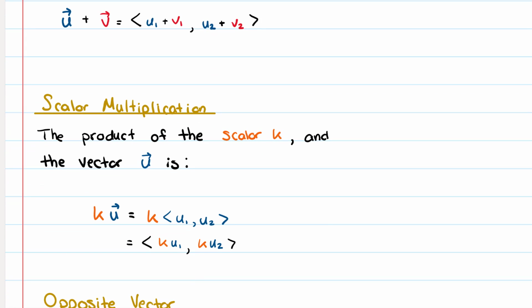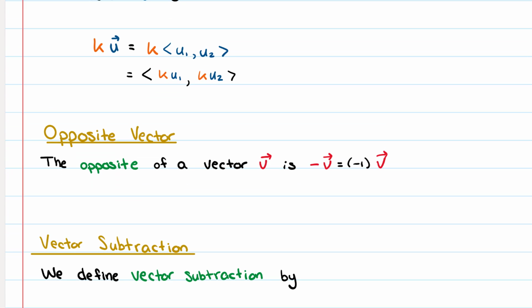Multiplying by a scalar, also pretty easy. You just distribute the scalar into each component. So if you had the vector 3, 5, and it was multiplied by the scalar 2, it would become the vector 6, 10. The opposite vector is known as the vector when you multiply by -1. So if you had the vector 1, 1, your new vector would be -1, -1.